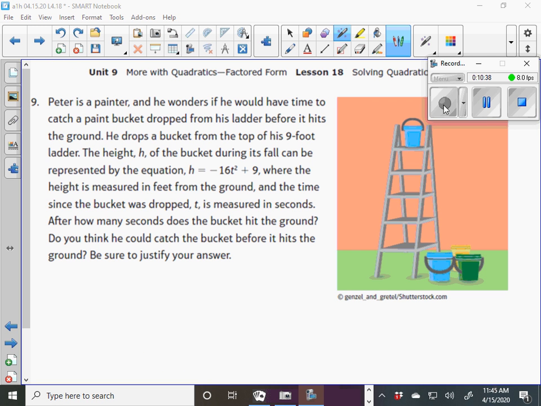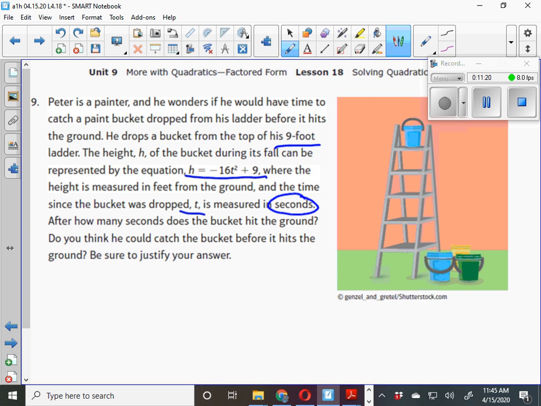Okay, our last problem, last example. Peter's a painter and he wonders if he would have time to catch a paint bucket dropped from his ladder before it hits the ground. He drops a bucket from the top of his 9-foot ladder. The height h of the bucket during its fall can be represented by this equation. That's pretty cool. They gave us the equation where the height is measured in feet from the ground and the time since the bucket was dropped, t, is measured in seconds.